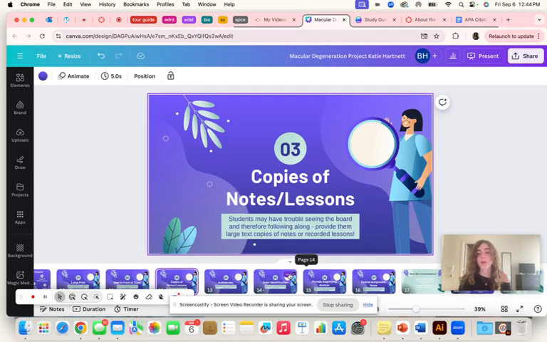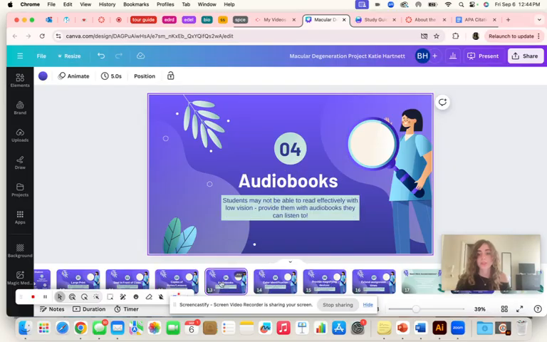The next is providing copies of notes and lessons. They may have trouble seeing the board and therefore following along with what's going on. So providing students with either a recording of you teaching the lesson or just copies of the text or of notes in large print can be extremely beneficial.